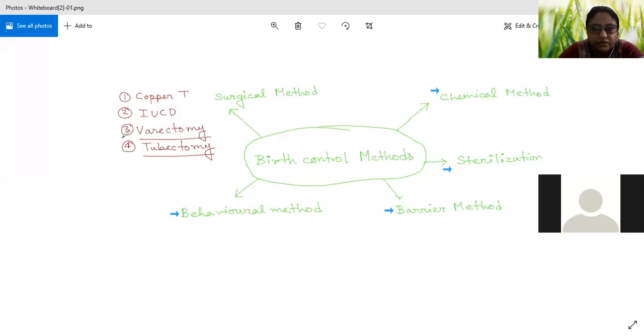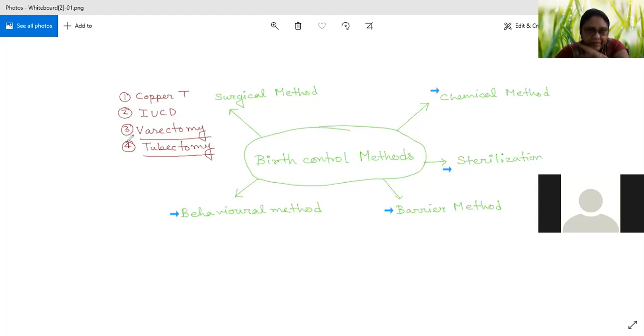Various types of IUCD are available. It may be available in the form of a single big loop ring. It may be in the form of a bow which fits into the upper part of the uterus, or it may be in the form of spiral rings or spring-like structures which may fit in the upper part of the uterus and prevent the flow of embryo or sperm. Understood?